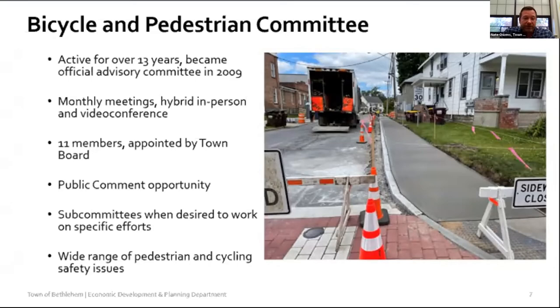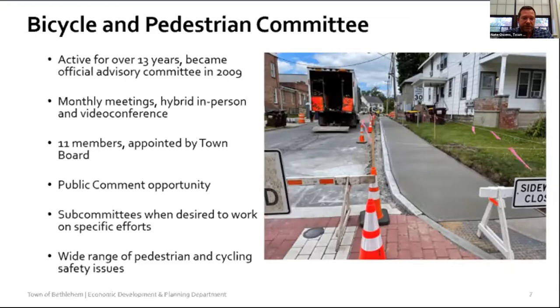They are an advisory group appointed by the town board, provide lots of feedback to staff and then present to the town board on occasion with their advice on specific issues. The committee has been known to have separate smaller subcommittees work on specific small projects.